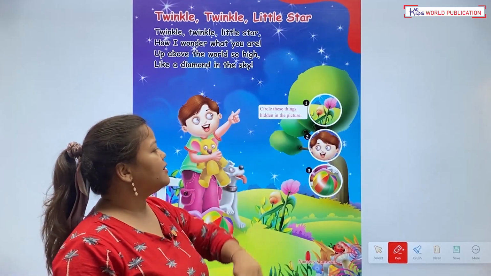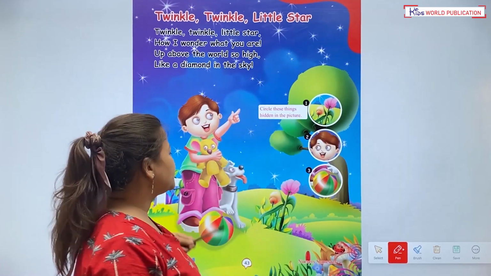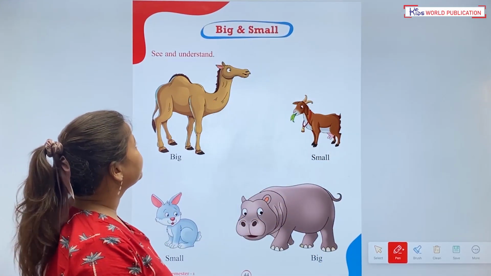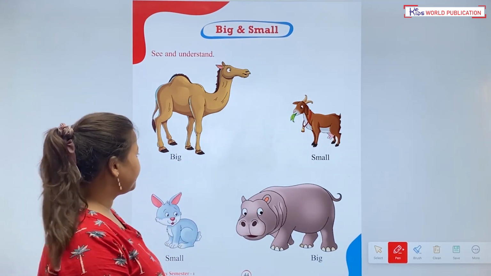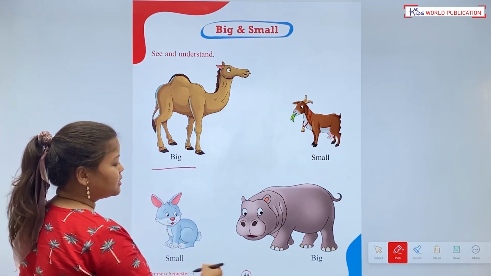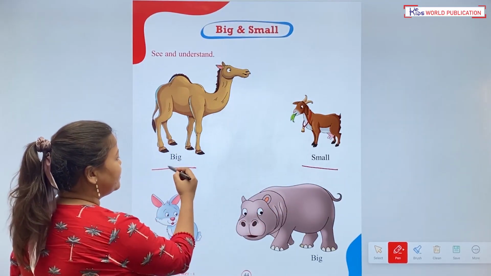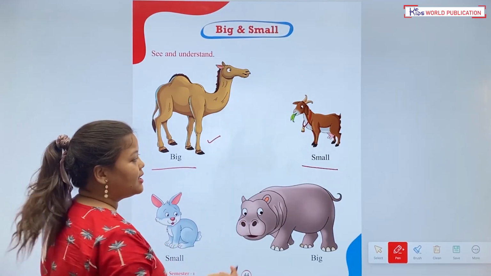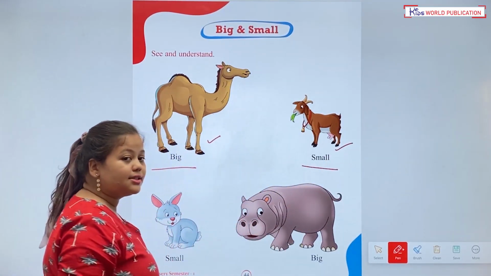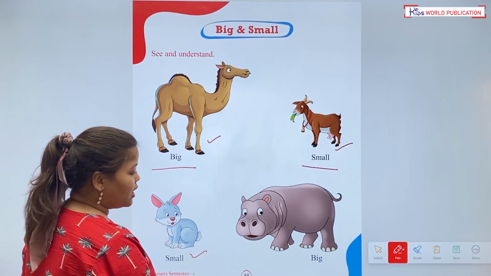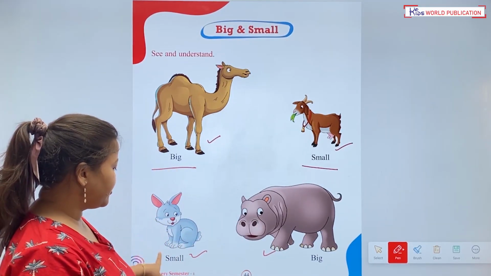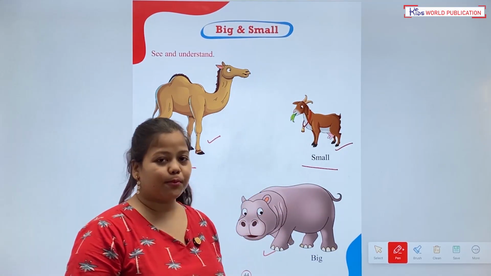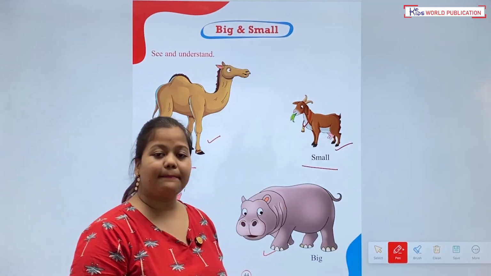Circle these things hidden in the picture. So kids, you will see the picture carefully and then circle these given things. Big and small. See and understand. Big, small. So, here we can see this is the picture of camel and camel is big. And this is the picture of goat. Goat is small. So this is the picture of rabbit and rabbit is small. And this is the picture of hippopotamus and hippopotamus is big.